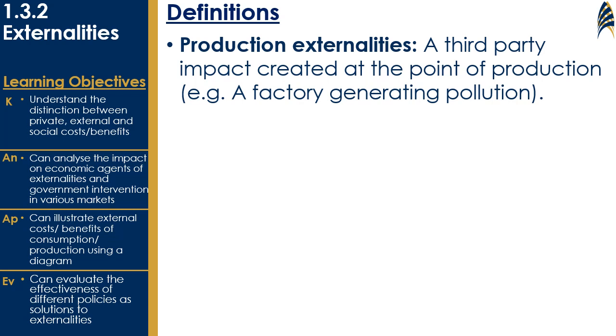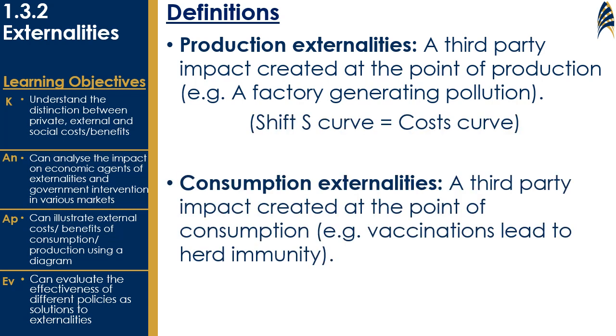Production externalities. So now we've determined what a positive externality and a negative externality is. Now we look at an external cost as a result of production, an external cost as a result of consumption of something, and also an external benefit as a result of production and an external benefit as a result of consumption. We're going to see 4 diagrams shortly. So production externalities: third party impact created at the point of production, and consumption externalities: third party impact created at the point of consumption, like vaccinations.